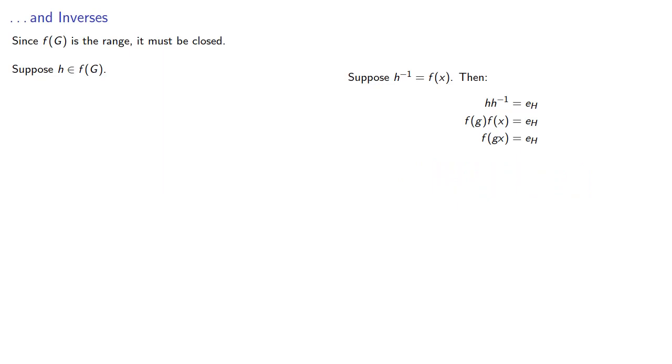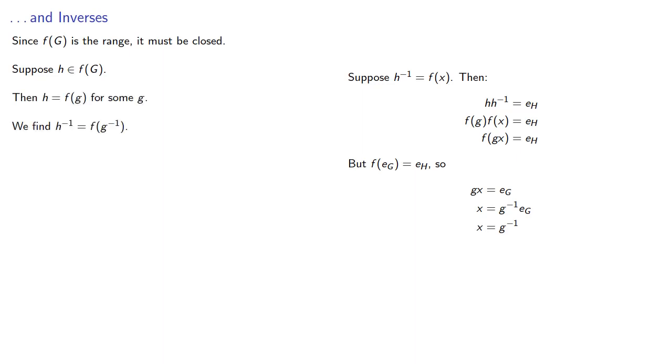But we know that f of the identity itself is the identity of H. So one solution to this equation is to have gx be the identity in G. And because G is a group, we know that g inverse exists, and so we can solve this for x, giving us g inverse. So if h is in the image of G, then h is f applied to g for some g, and we find that h inverse is f applied to g inverse. And so that means that h inverse is also in the range.